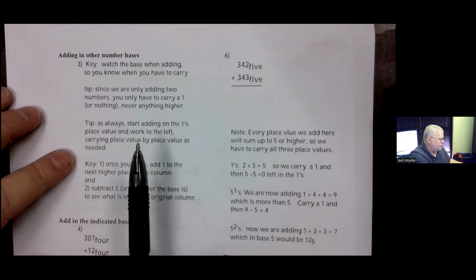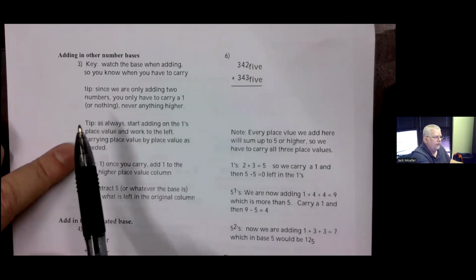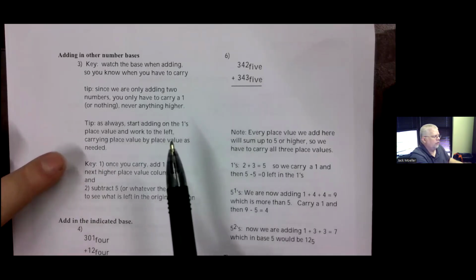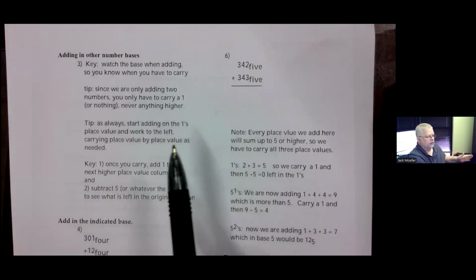Definitely make sure when you're adding that you always start in the ones place value and work your way to the left, because if you have to carry, you have to do that first before you can do the next addition.